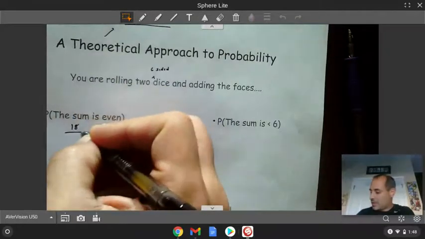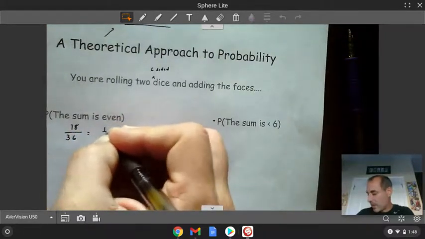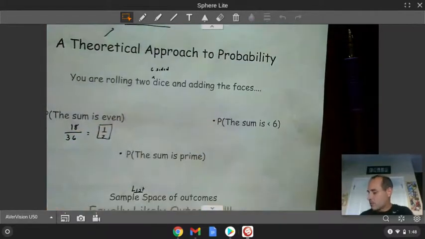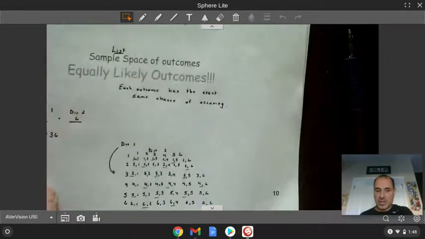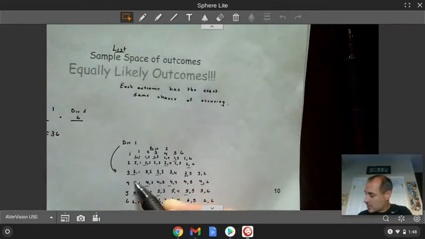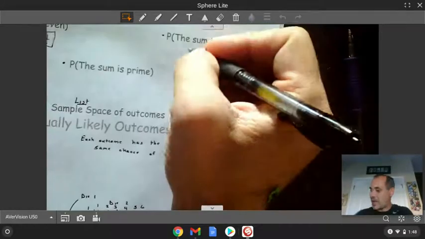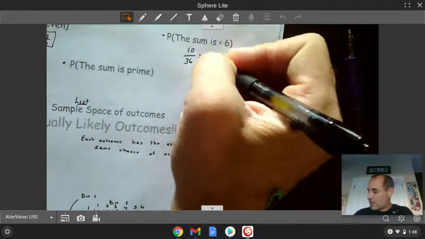So 18 outcomes have a sum that is even out of 36 total outcomes, which is 1/2. Of course, it's 1/2. So, probability the sum is less than 6. Okay, let's count those. 1, 2, 3, 4, 5, 6, 7, 8, 9, 10. So that's 10 out of 36, which is just 5/18.